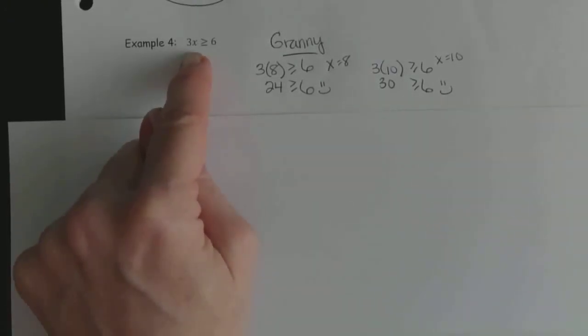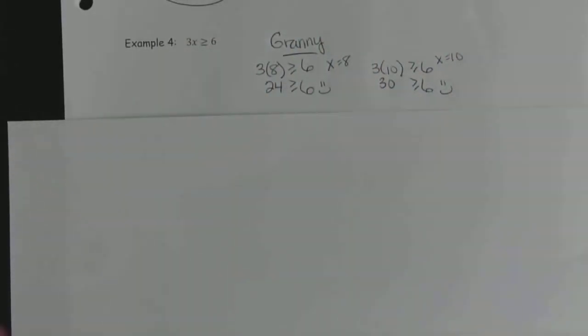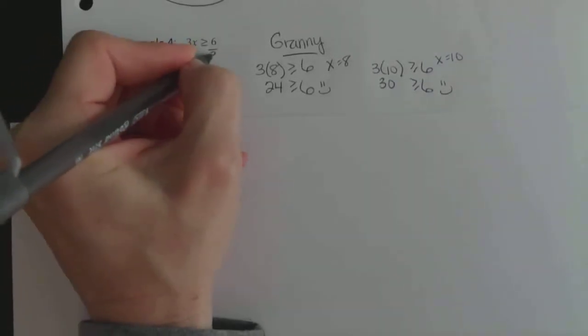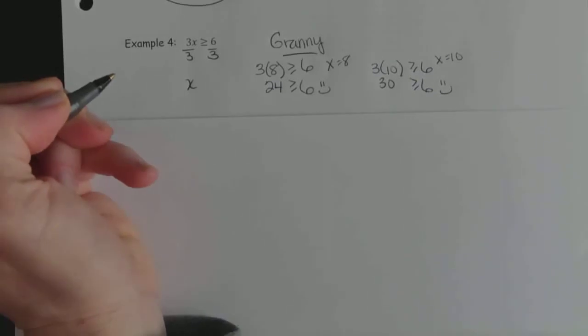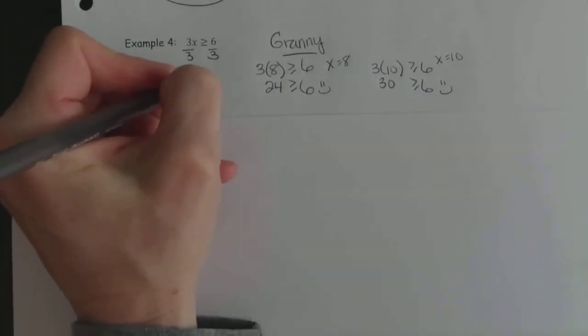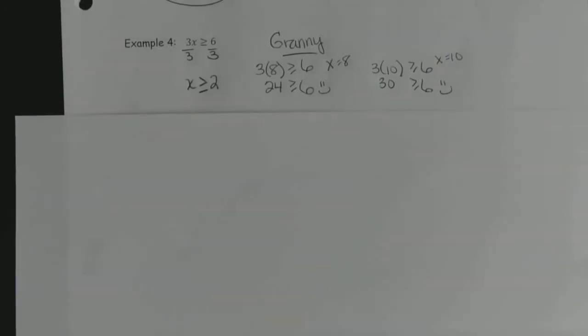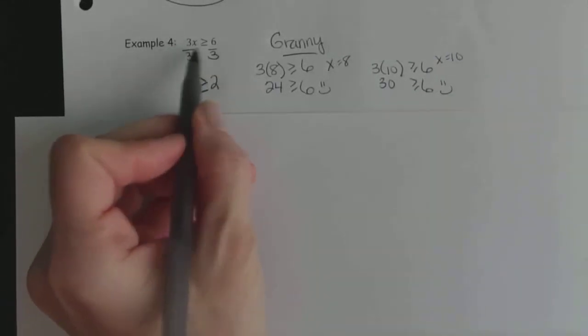100 would work. 50 would work. 41.5 would work. There's a ton of answers. In fact, there's an infinite number of answers if we sat here long enough. But here's the thing. In algebra, we would divide both sides by 3 to get x alone. And we would say all the solutions that are possible are either greater than 2 or equal to 2.